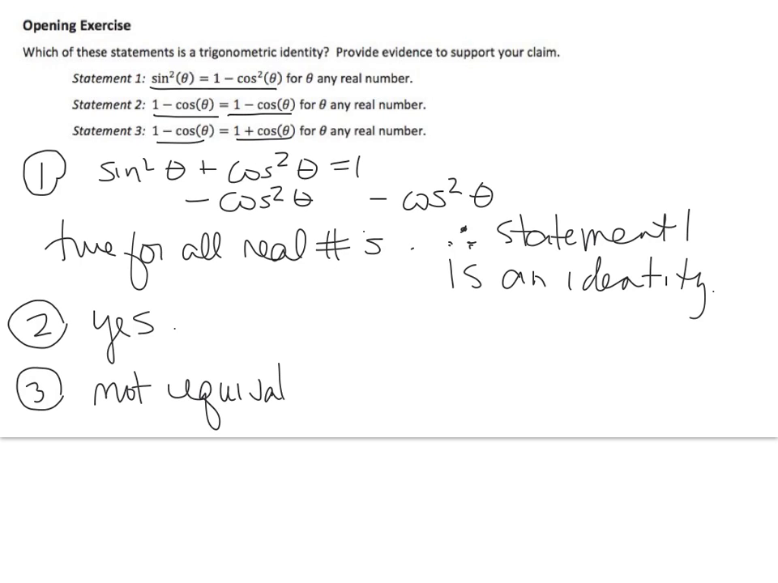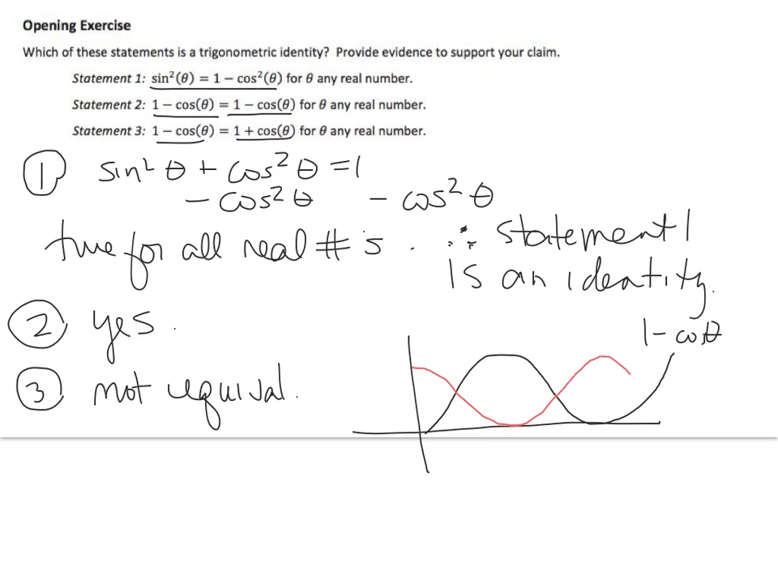If you threw them in your graphing calculator really quick, you would get a graph. The first one would look something like this. This would be 1 minus cosine theta, and then 1 plus cosine theta would be opposite. So, not an identity. So statements 1 and 2 are, but statement 3 is not.